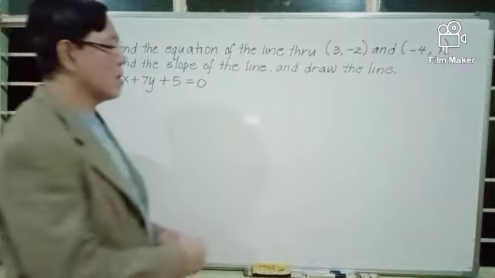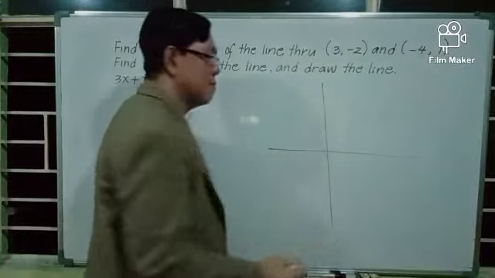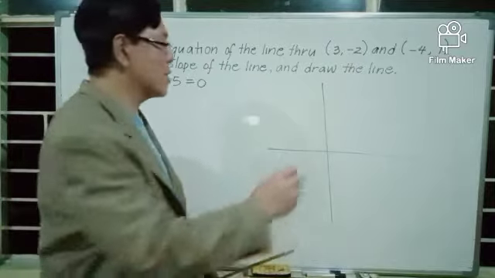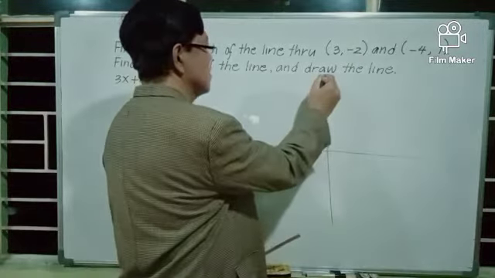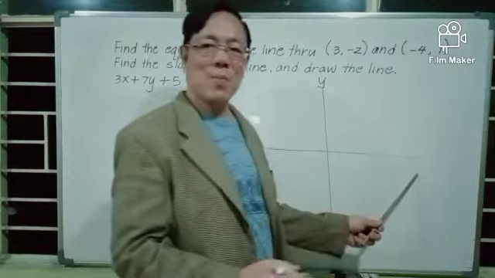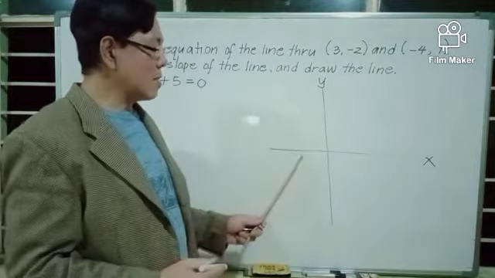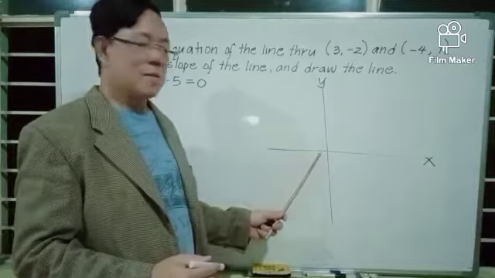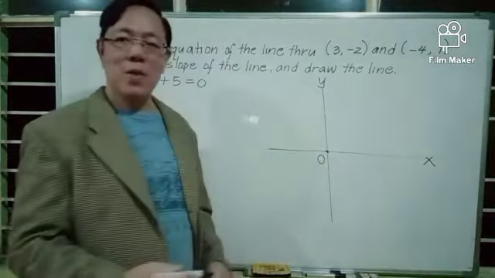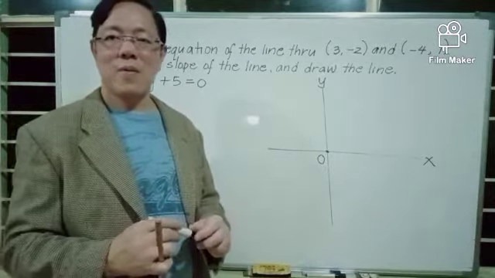We draw the line in the Cartesian plane that consists of 2 axes. The vertical axis is denoted by y, and we call it the y-axis. The horizontal axis is denoted by x, and we call it the x-axis. At the intersection of the 2 axes is a point which we denote by 0, and we call it the origin. Now we start with the x-intercept.